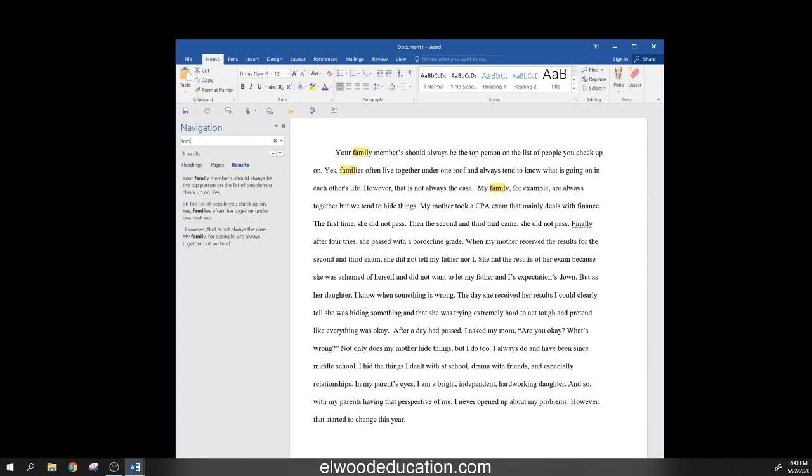If you're interested in getting rid of contractions, you can put an apostrophe in the navigation bar, and then all of the apostrophes you have in your paper will show up. Then it's up to you to decide whether something is plural, or whether it is possessive, or whether it is a contraction. So here we have parents, and this should be plural possessive, so the apostrophe should be on the other side of the S.